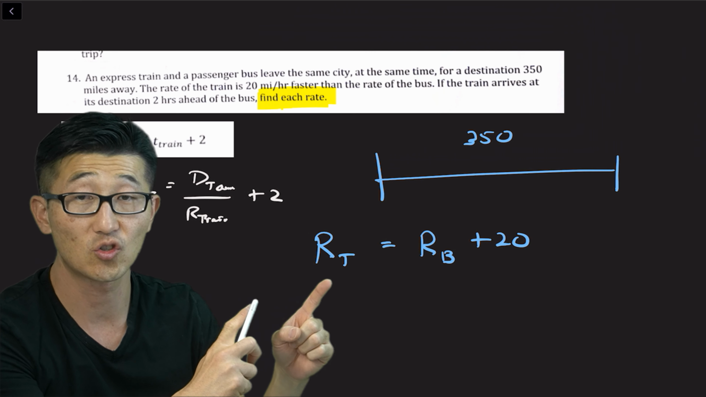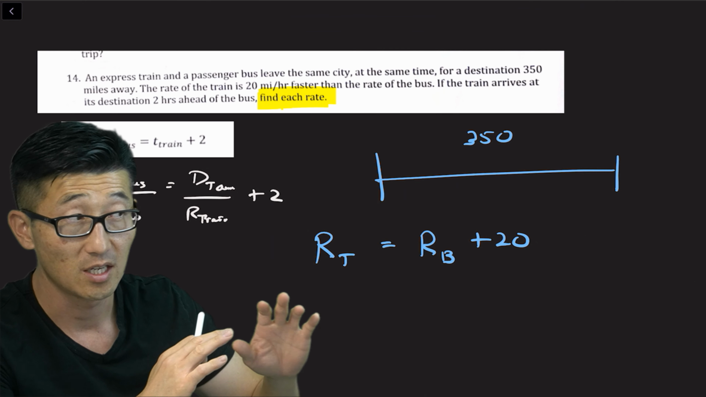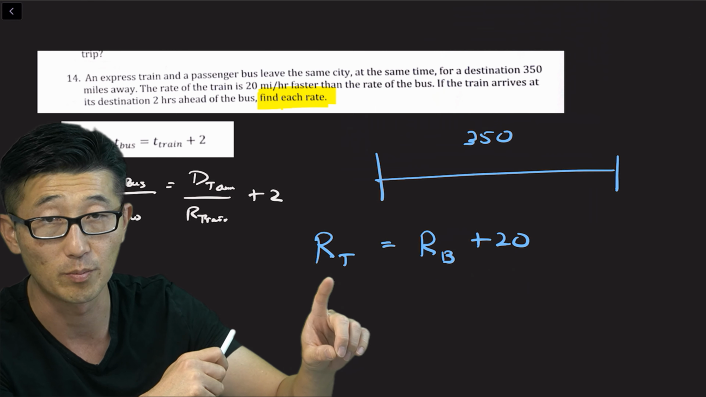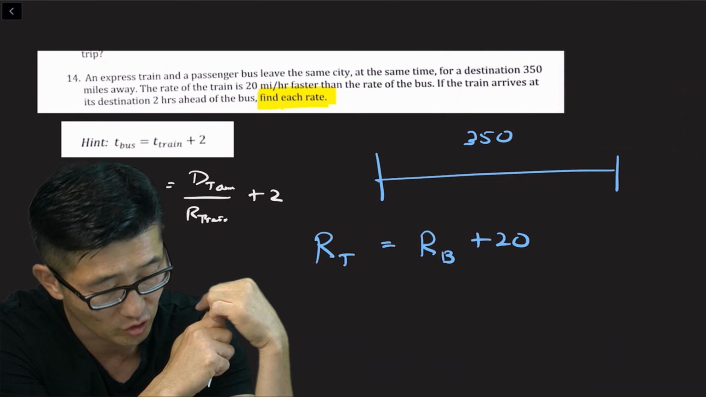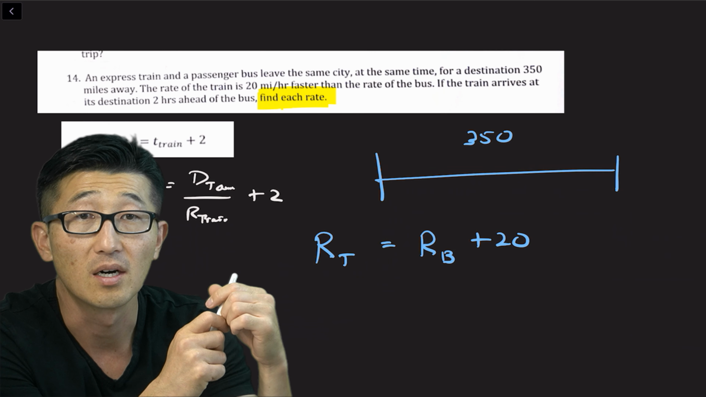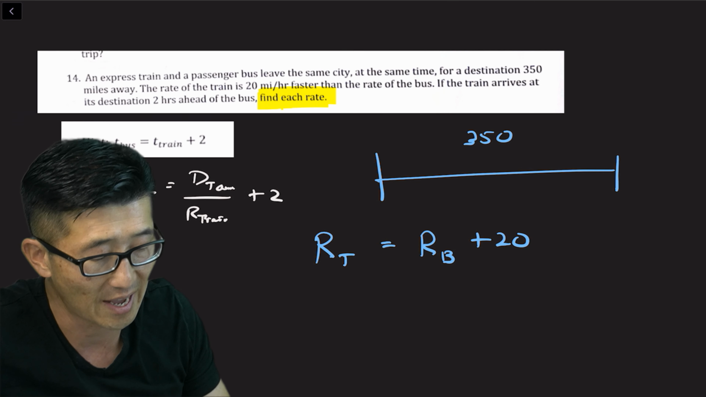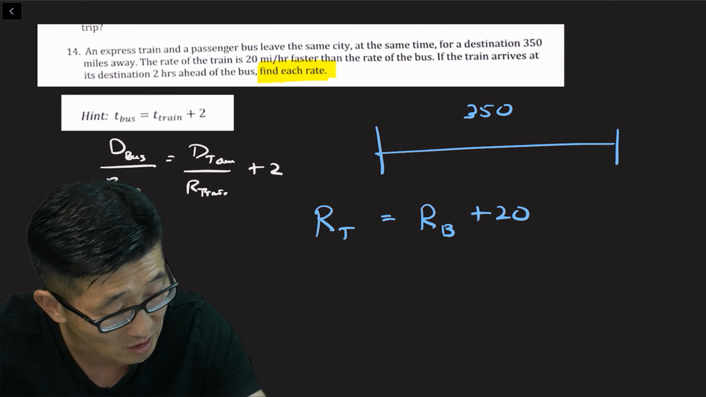The rate of the train is faster, so 20 miles per hour faster. So if the bus can go 20 miles per hour faster than what it's normally used to, it will be equal to the rate of the train. So we have that. Next, if the train arrives at its destination 2 hours ahead of the bus, find the rate of each. Okay, let's turn this into an equation.